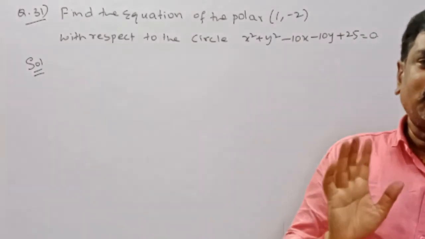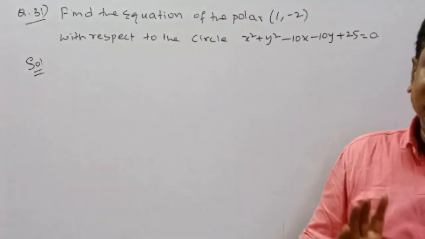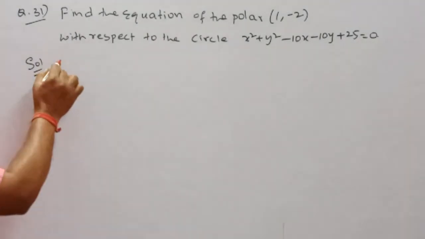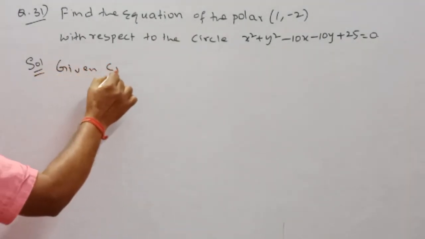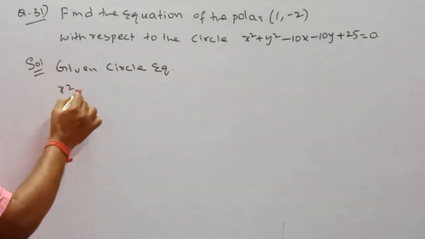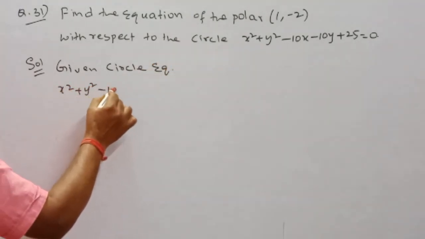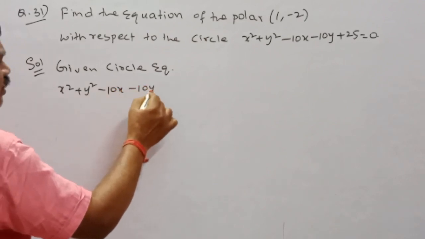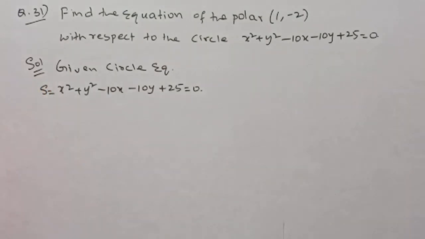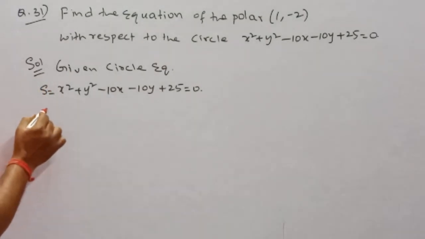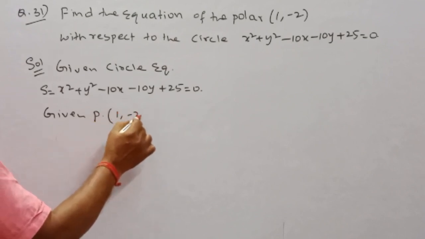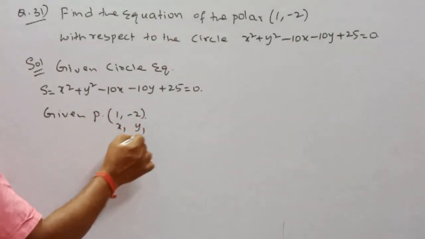the polar equation. Polar equation, that is S1 = 0. Okay, all of you. So here the given circle equation is x² + y² − 10x − 10y + 25 = 0. Let this be S = 0. Then the given point P(1, −2), this is (x1, y1).